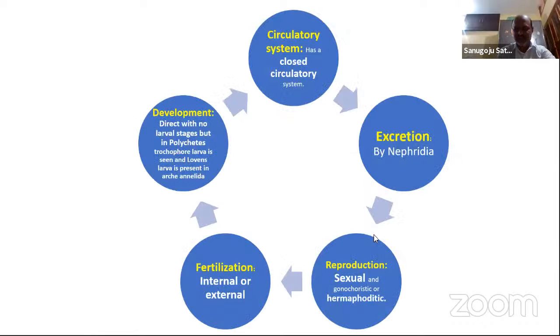Reproduction. By reproduction, sexual mode of reproduction is seen as these are hermaphrodites. The fertilization, internal or external mode. The development is direct with no larval stage. In polychaete, trochophore larva is seen and Loven's larva present in the Archiannelida. This is just recapitulating, children, about the general characters of the annelids.